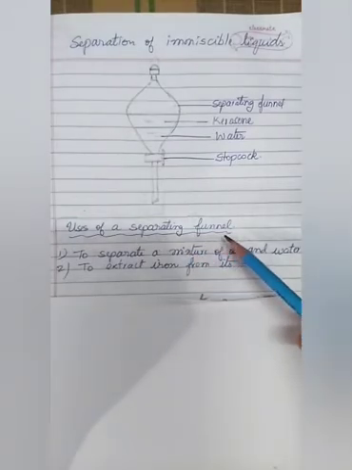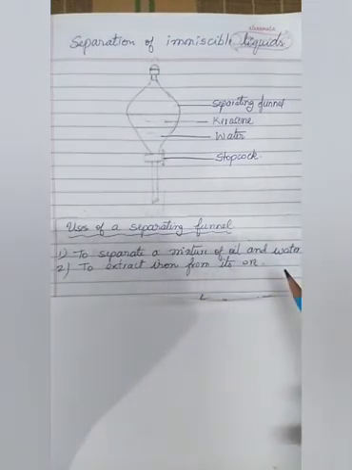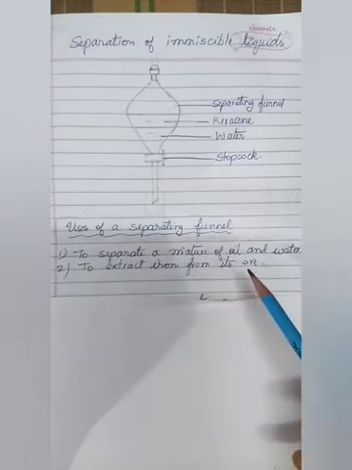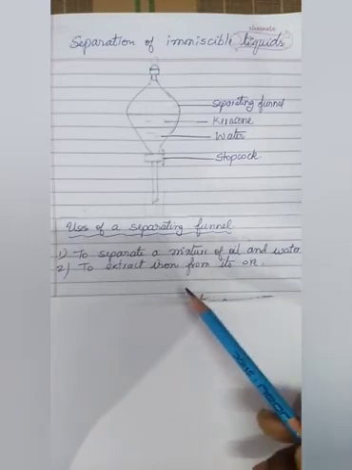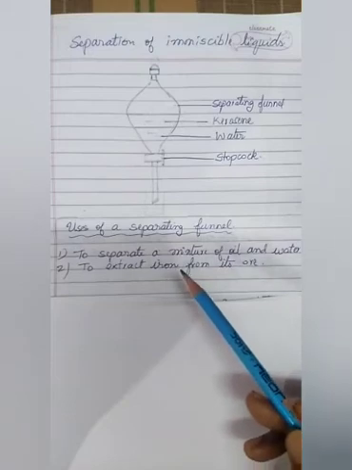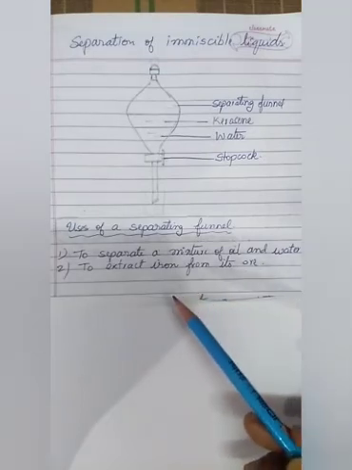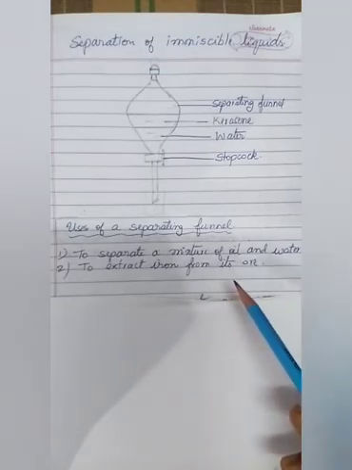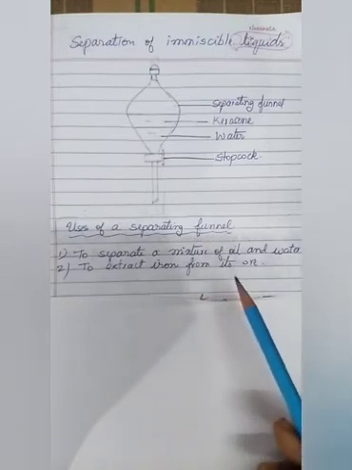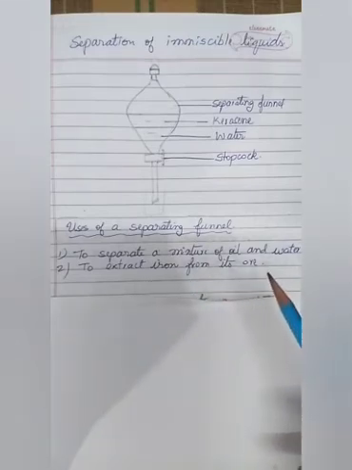Uses of a separating funnel. Separating funnel is used to separate a mixture of oil and water. To extract iron from its ore, separating funnel is used. Write any two uses of a separating funnel, or name the method used to separate a mixture of oil and water. Name the method used to extract iron from its ore. To extract iron from its ore, separating funnel is used. To separate a mixture of oil and water, separating funnel is used.